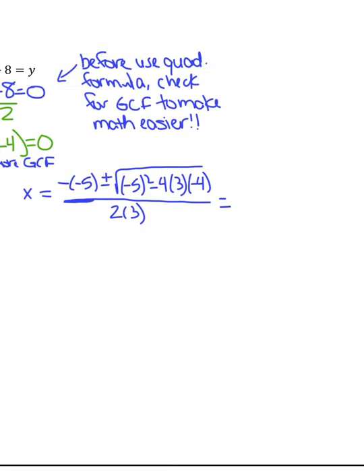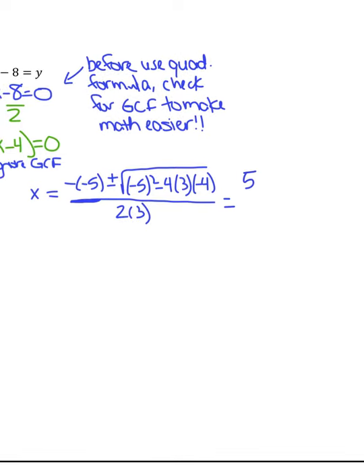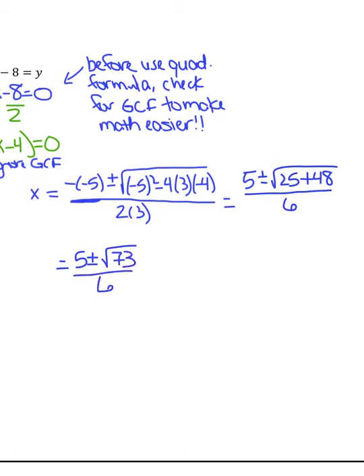So negative negative 5 means that's a positive 5. So it's 5 plus or minus the square root. Negative 5 squared is 25. Negative 4 times 3 is negative 12. Negative 12 times negative 4 is a positive 48. So that means we're going to add 48 inside. 2 times 3 is 6 on the bottom. All right, so then I have equals 5 plus or minus, 25 plus 48 is 73. So we have the square root of 73 divided by 6.